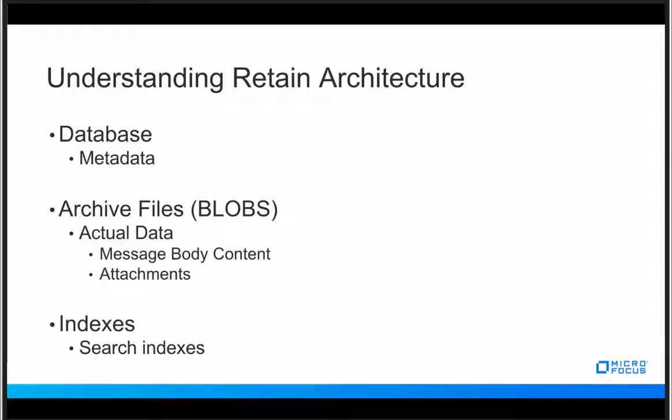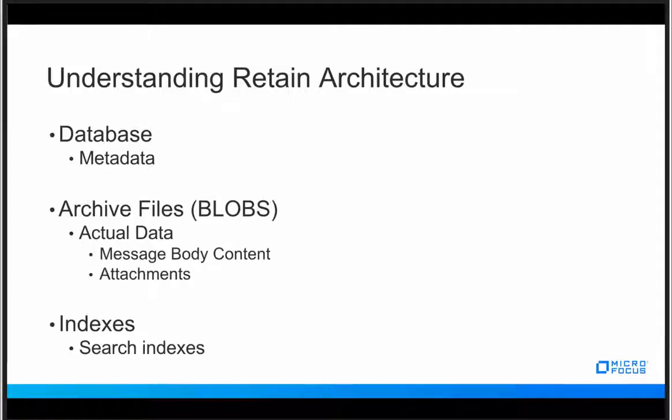Okay, so let's come back to Retain for a minute and just talk about the Retain architecture. In Retain, you've got really four components here. I've got 3 listed here, but you've got your software and your software configuration files, and then you have your database, which is really just metadata about the data inside of your Retain system. You have your archive files, your blob files, we call that. That's the content, or the attachments inside of messages that are archived into Retain. And then you have indexes that allow you to search your data.